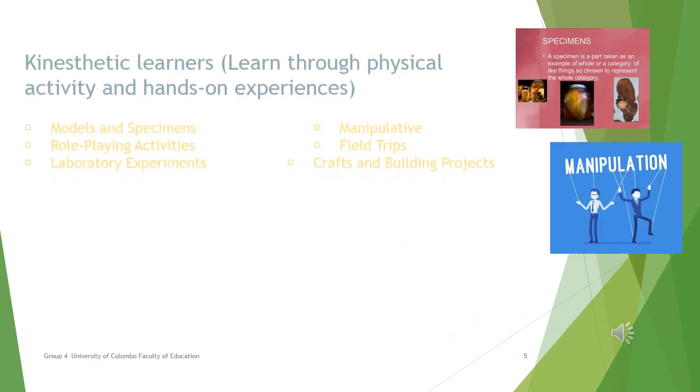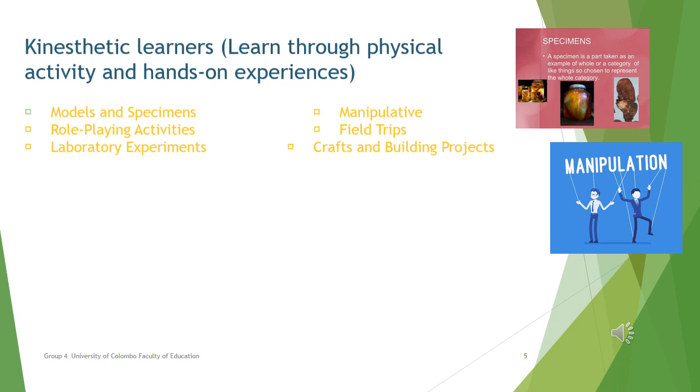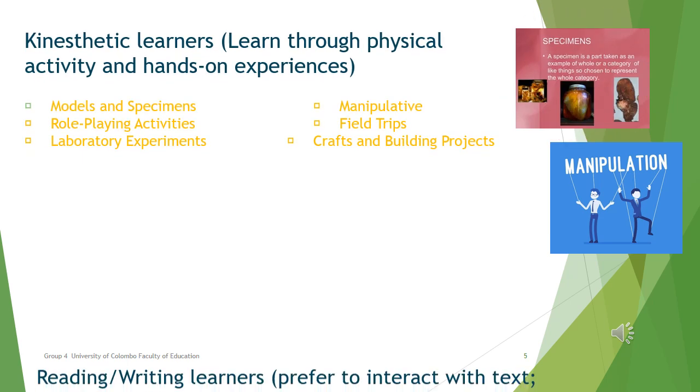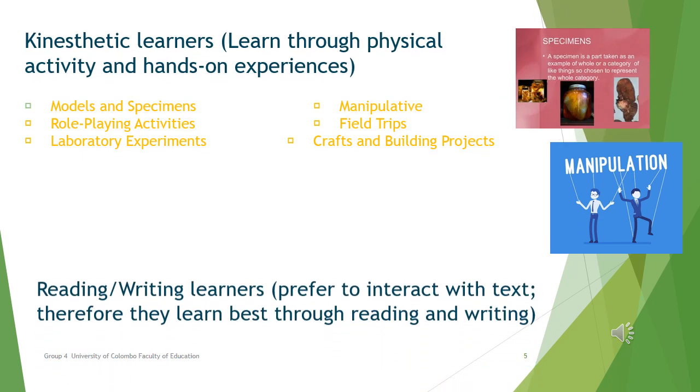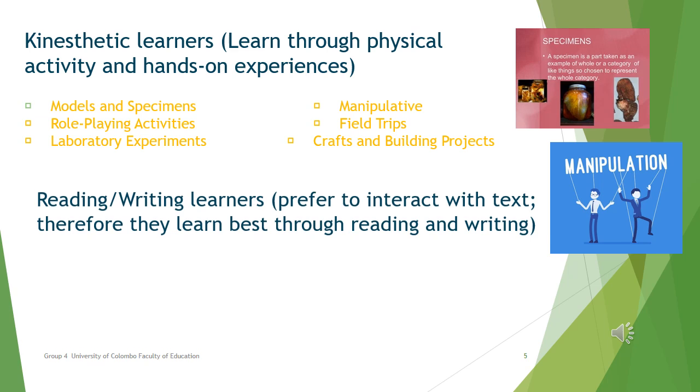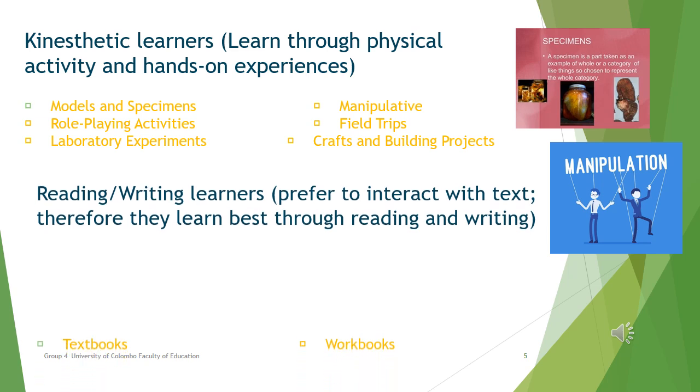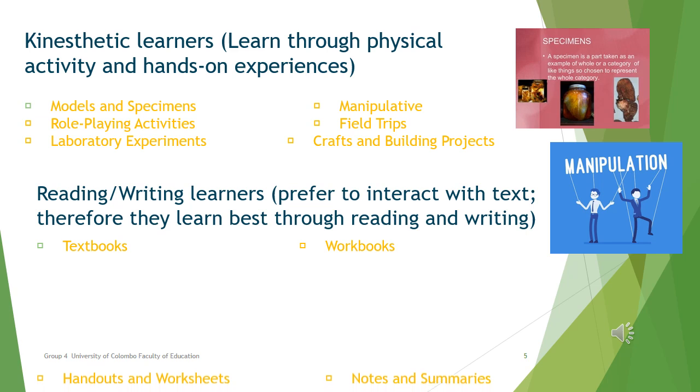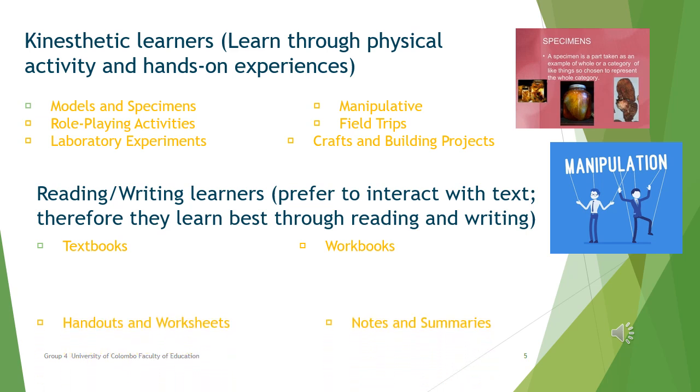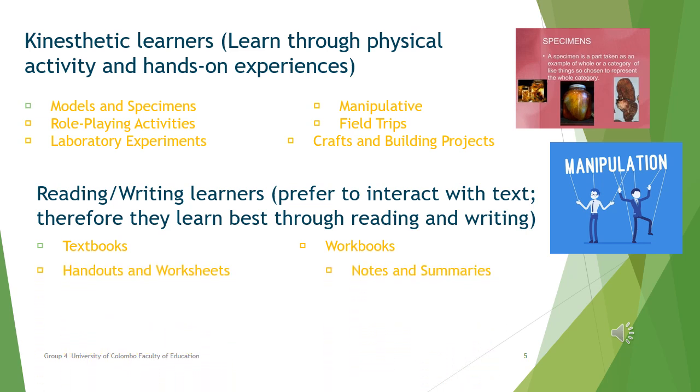We use models and specimens, role-playing activities, and manipulatives for kinesthetic learners. Kinesthetic learners learn through physical activities and hands-on experiences. But reading and writing learners use handouts and worksheets, notes and summaries, essays and reports, because they prefer to interact with text. Therefore, they learn best through reading and writing.